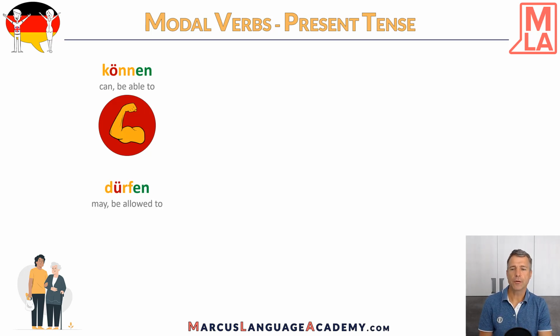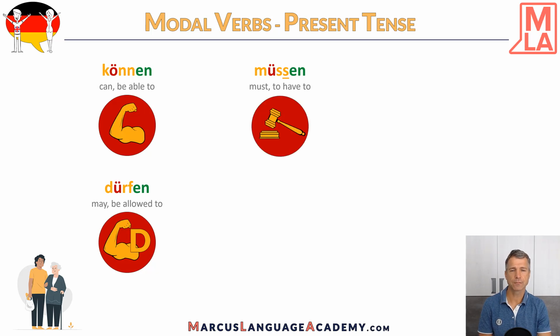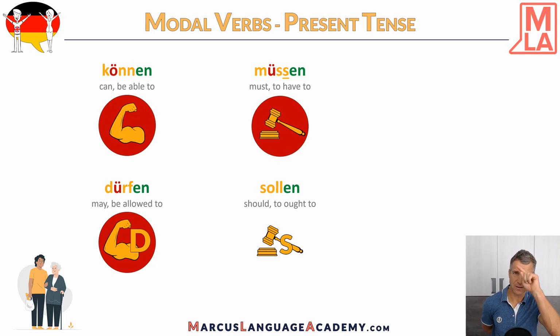Another one is dürfen. Dürfen means that I'm allowed to do something. I also use the arm but I add a D, and it's also irregular, so the red dot. Then we have müssen, must or to have to. I use the hammer because we need to do something, and it's also irregular. Sollen is should or ought to. It's actually not irregular because it doesn't have an umlaut, so there are no dots over the O.